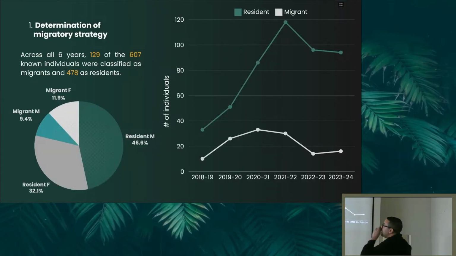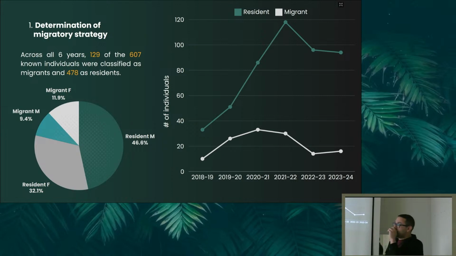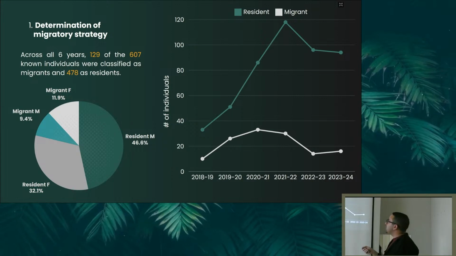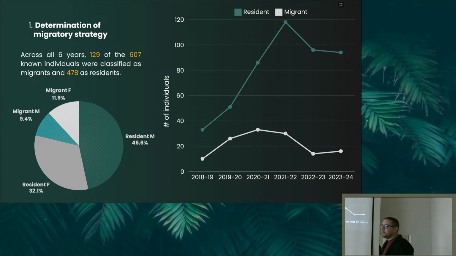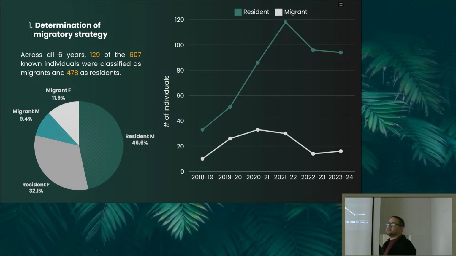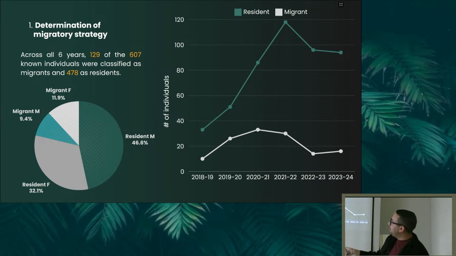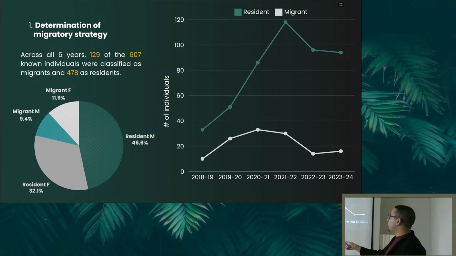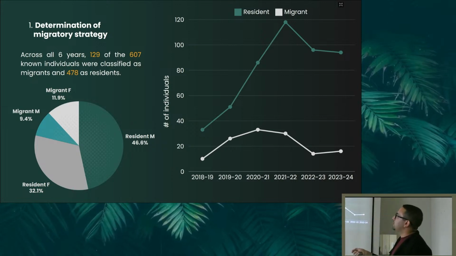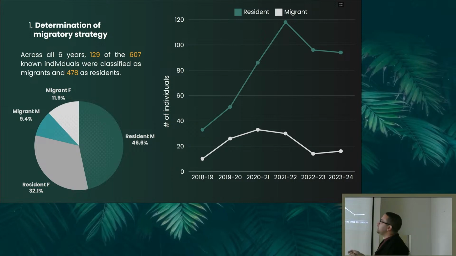Okay, and results. First of all, the determination of migratory strategy. Across the 6 years of the project, we were able to categorize with one strategy or the other 607 individuals, of which 129 were migrants and the remaining 478 were residents, right? This is the proportion, as you can see here in this pie plot. Almost half, like 46%, were resident males, 32% were resident females, around 9.4% were migrant males, and close to 12% were migrant females, right?